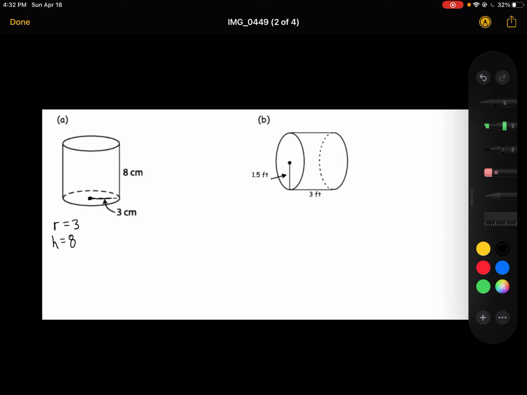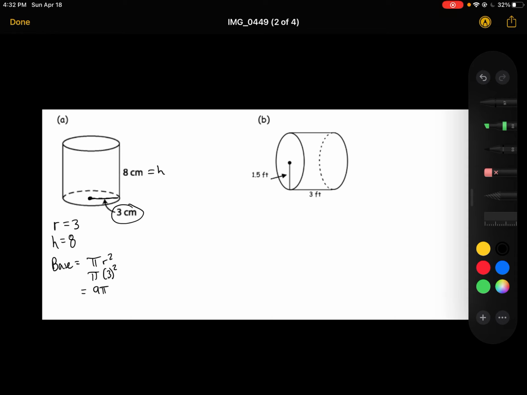So first example here, we can start off with our base. Our radius is 3 and our height is 8. So again, looking at the circle halfway across, that's our radius of 3, and then 8 is our height going up and down.